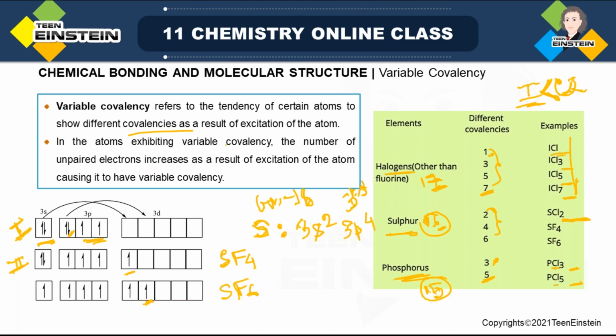So in the atoms exhibiting variable covalency, the number of unpaired electrons increases as a result of excitation of the atom, and as a result you are getting a different number of unpaired electrons, which leads to variable covalency. Here we have taken sulfur. You can also take iodine or phosphorus just for practice, write the electronic configuration, then break the pairs and increase the number of unpaired electrons, and then you will be able to understand how variable covalency is possible for phosphorus or iodine. Fine, you can do it yourself.